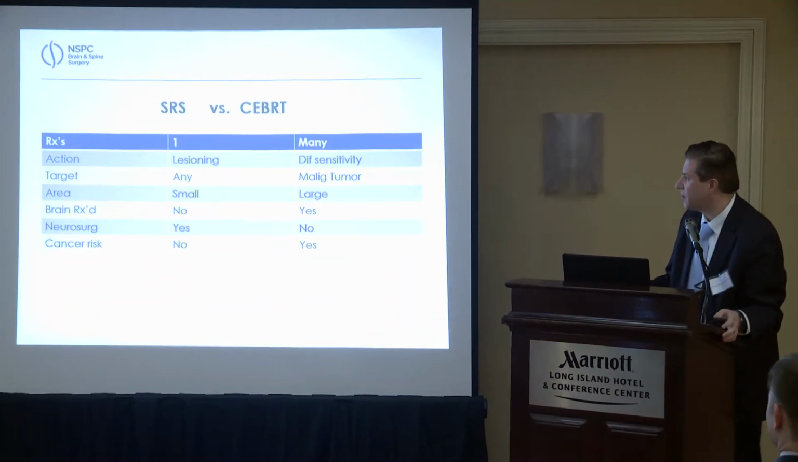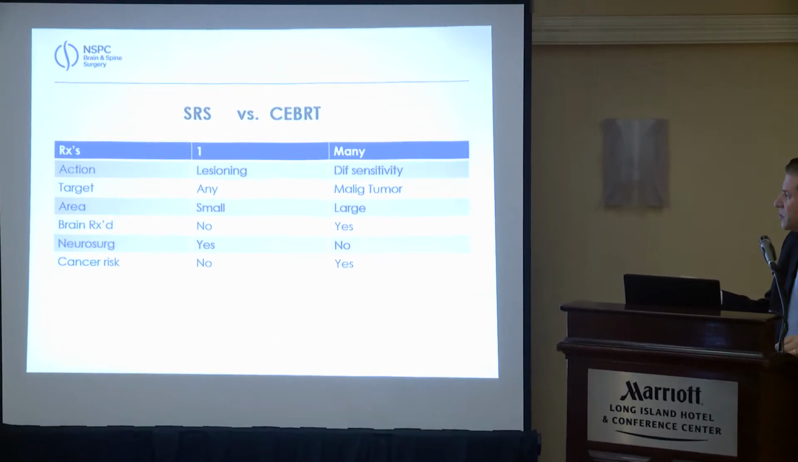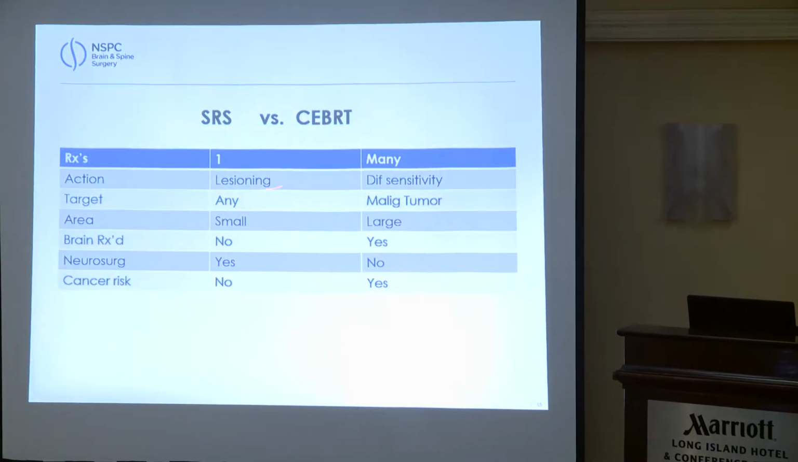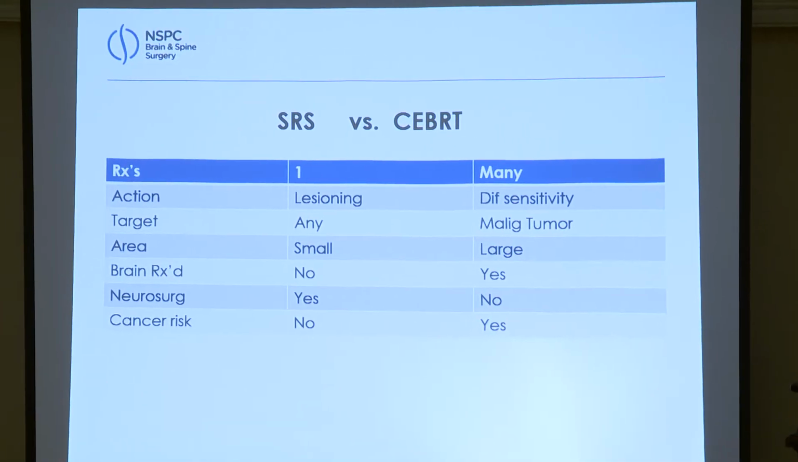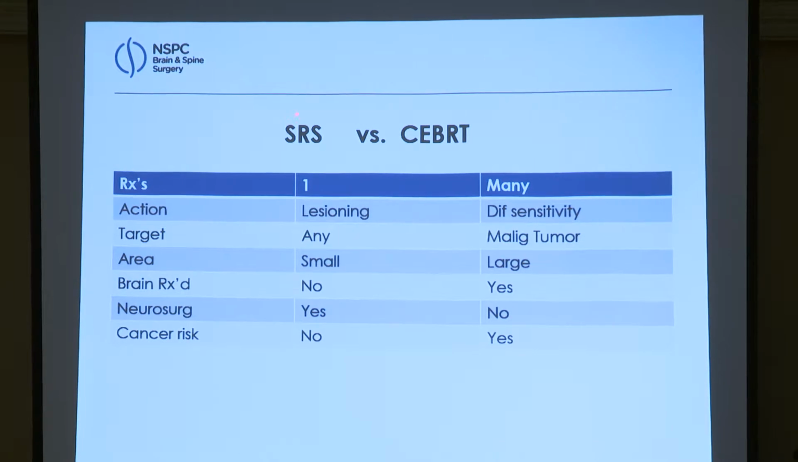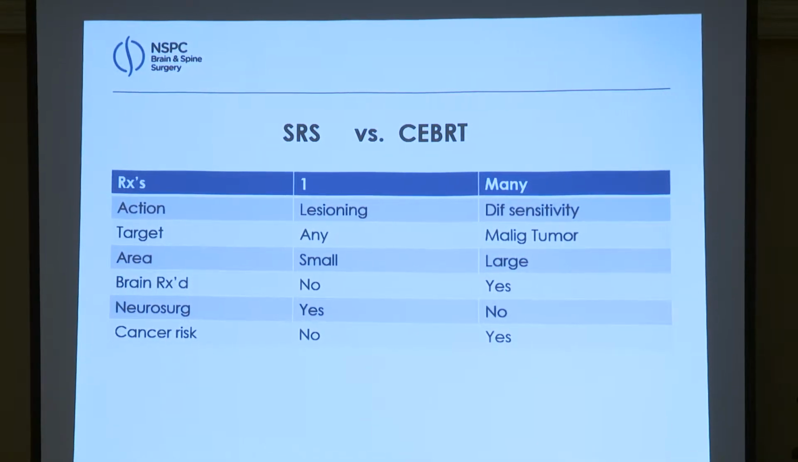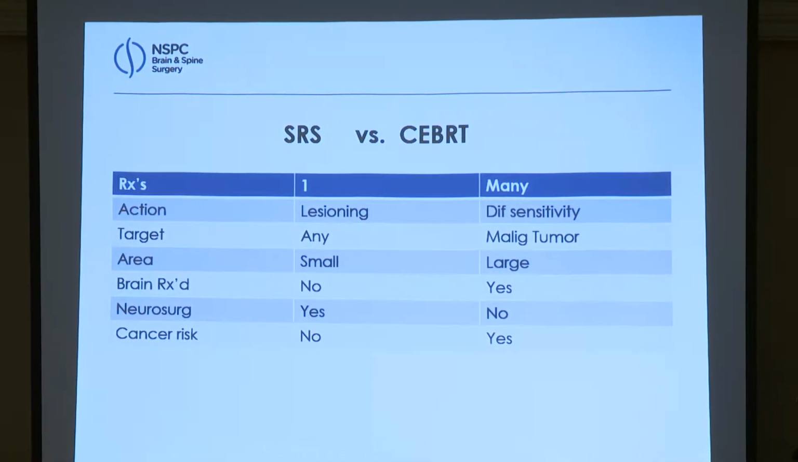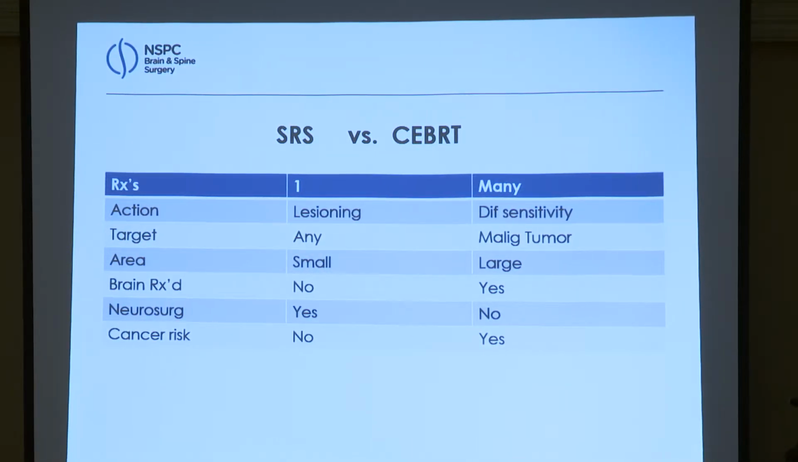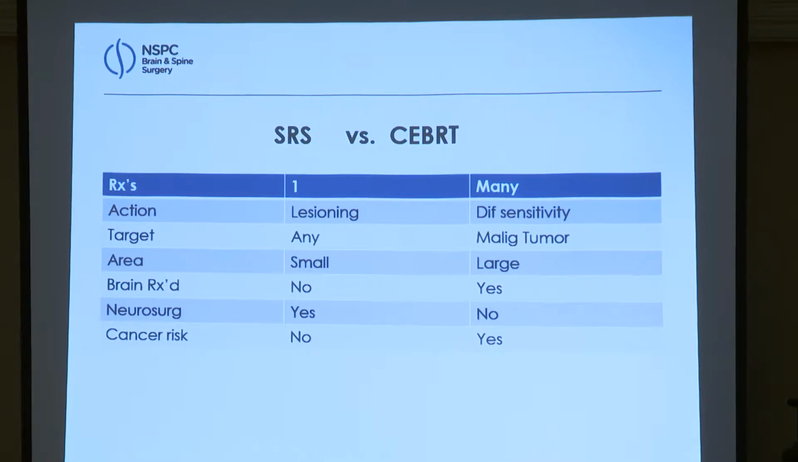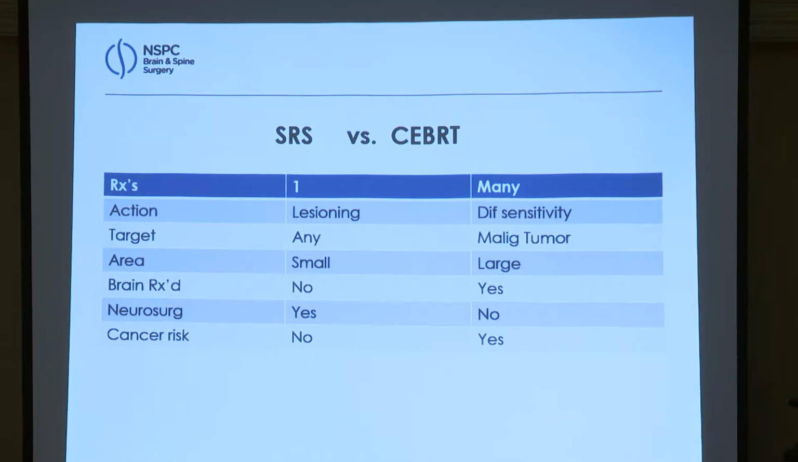So this is just a chart to compare stereotactic radiosurgery versus cranial or cerebral external beam radiation therapy, just to highlight what the critical differences are. So first of all, the action of brain radiosurgery is lesioning. It is injuring, and as such, it can be used on things that are benign, things that are normal structures like a normal temporal lobe or a normal thalamus or a normal trigeminal nerve. It gives enough radiation to a piece of tissue to damage that tissue regardless of what it is.